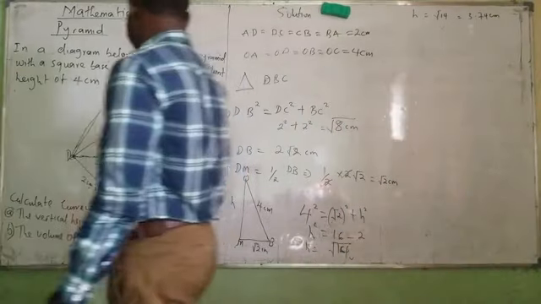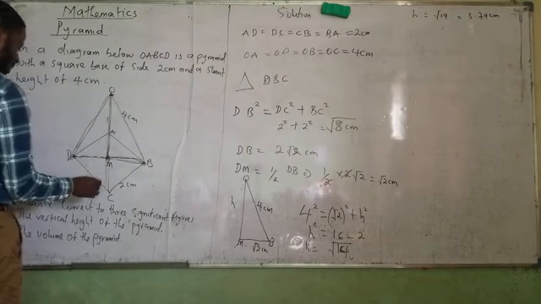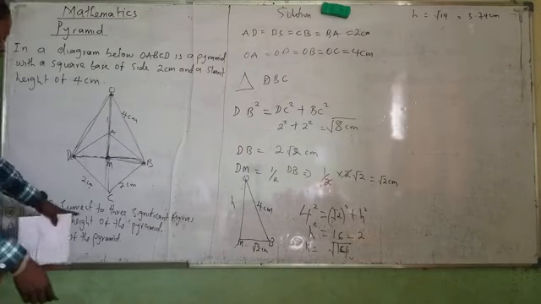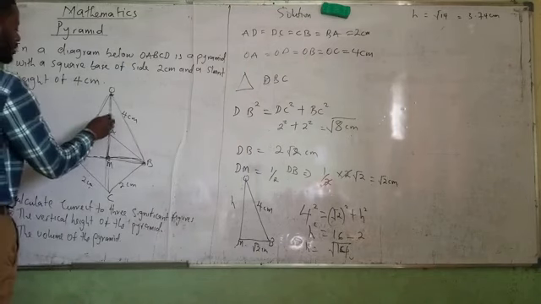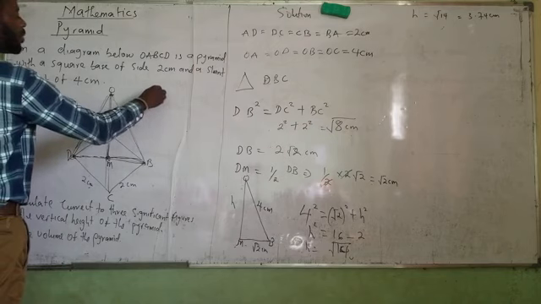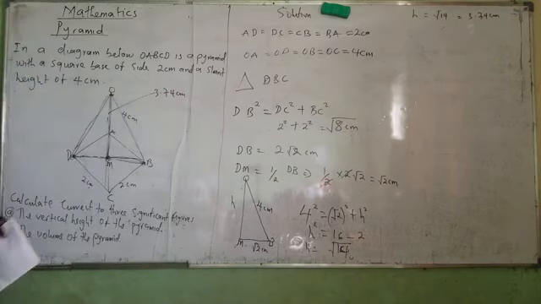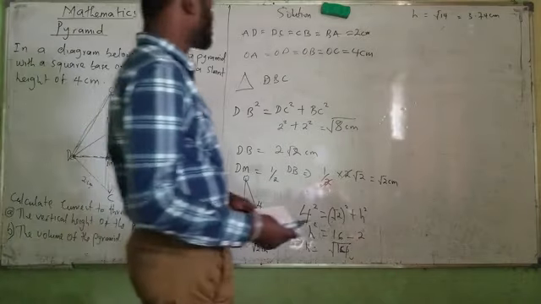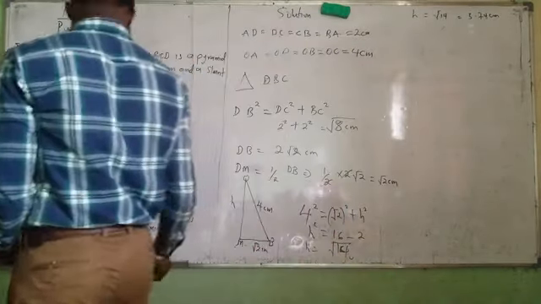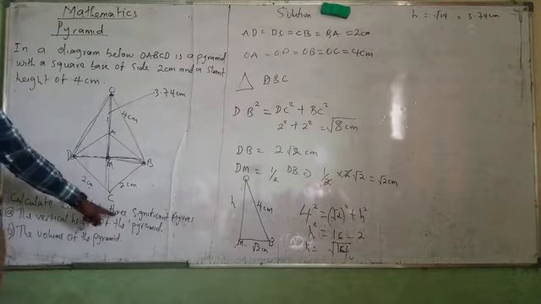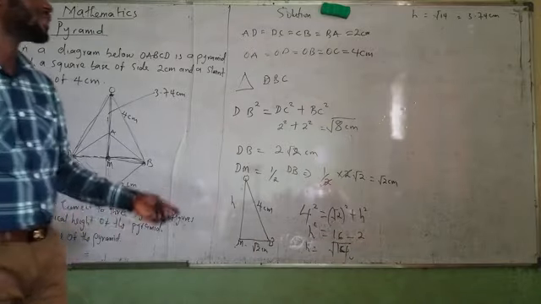It means from here to here is 3.74 centimeter. Let me indicate it. That will be 3.74 centimeter, which is also approximately 3 centimeter, depending on what the question requires. Okay, the question requires 3 significant figures, so that is very correct.